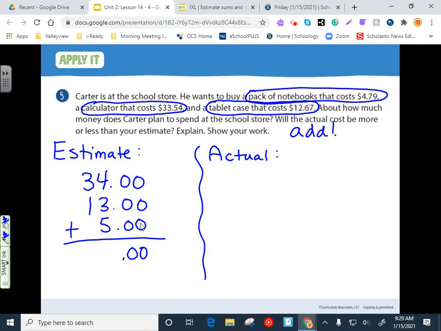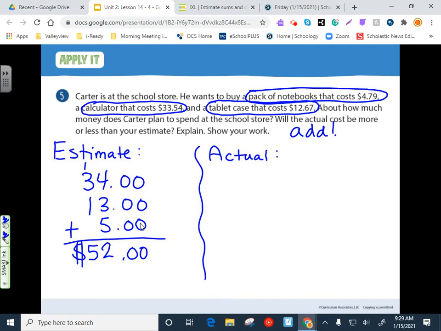Zeros are easy to add. 5 plus 3 is 8. 8 plus 4 is 12. 3, 4, 5. So we're looking to spend about $52. That's our estimate, $52. So let's find the actual.